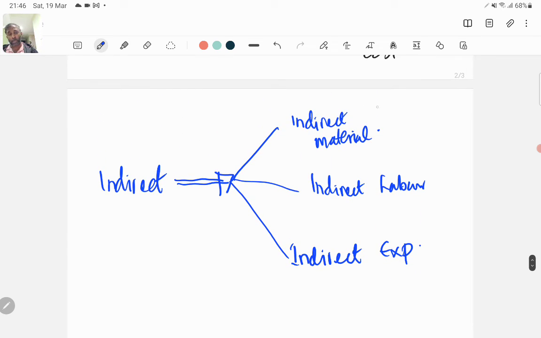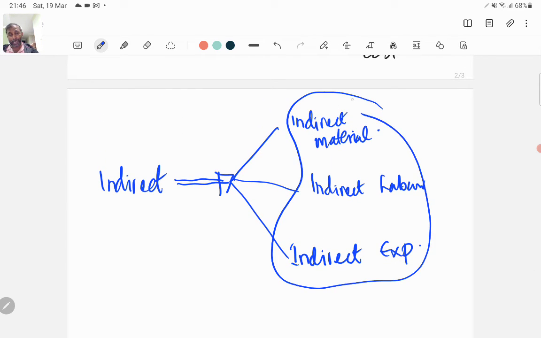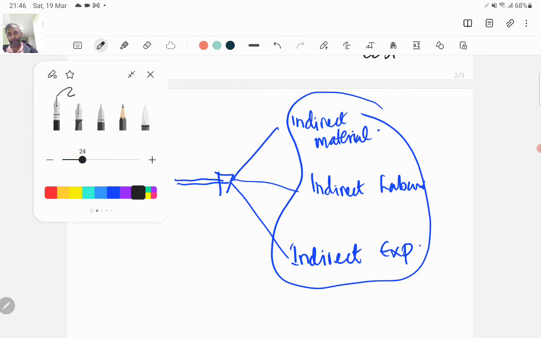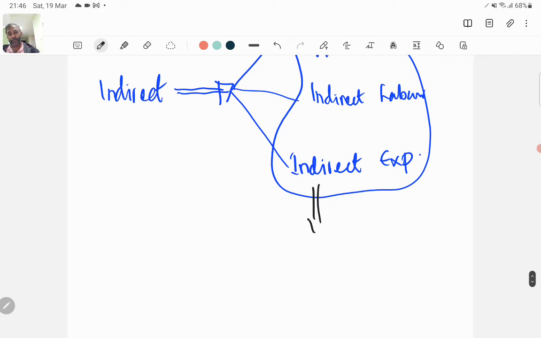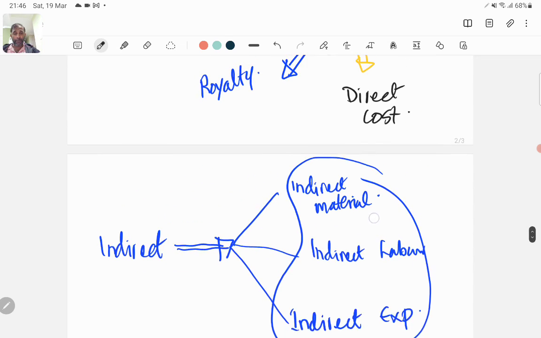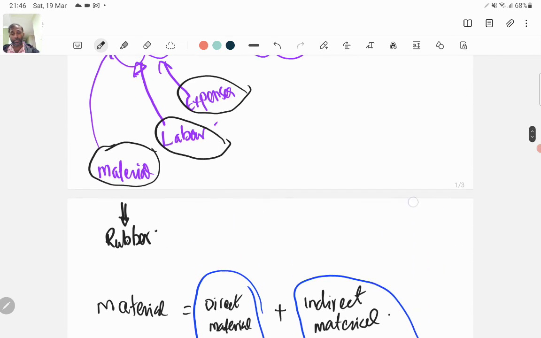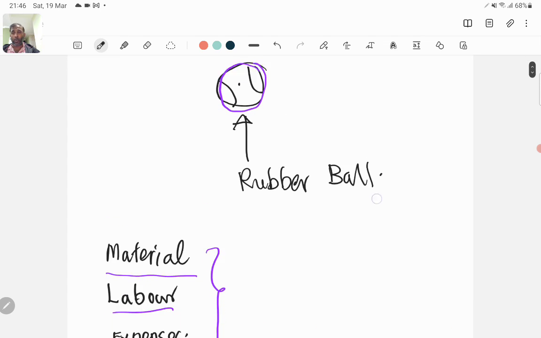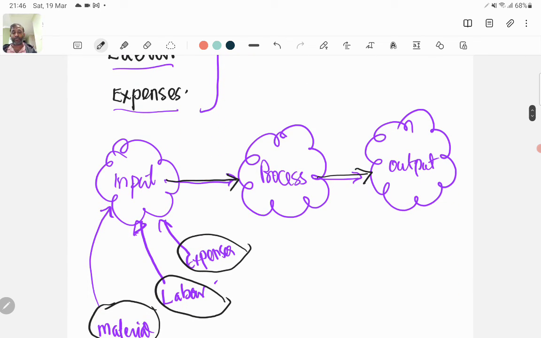So here the total of all these, we name it indirect cost. And we also have another name for this, which is overheads. So this is the basic analysis of the cost components that is required when you start to think about the production process to understand product costing.